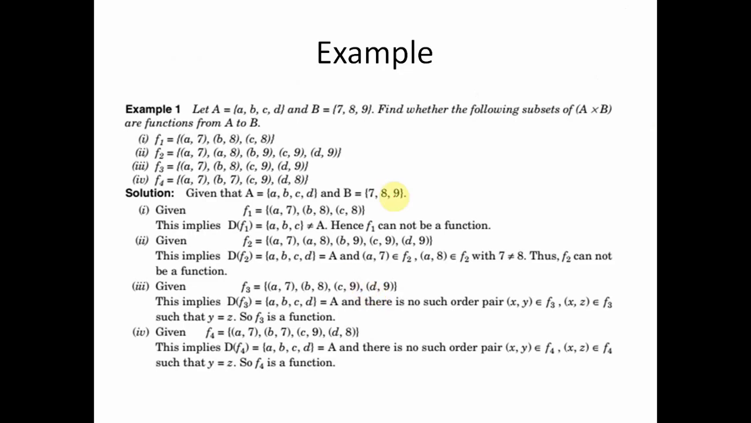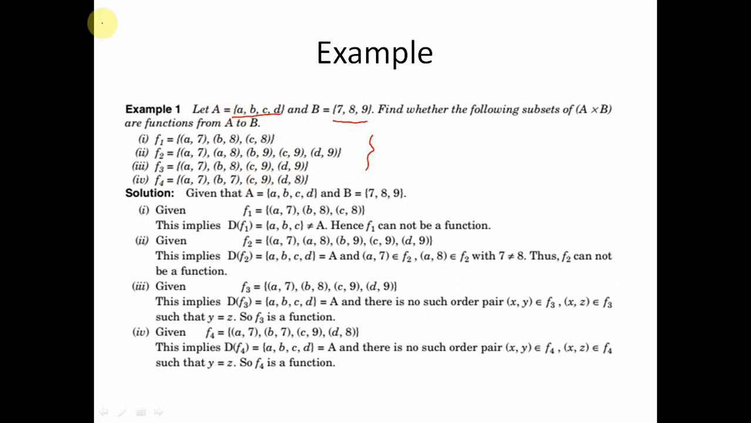Let's see another example. Once again, let A be a, b, c, d and B be equal to 7, 8, 9. Once again, I have given you 4 mappings. Rather, let me do one thing. I'll leave it over here. I suggest you note this question and try solving it on your own.